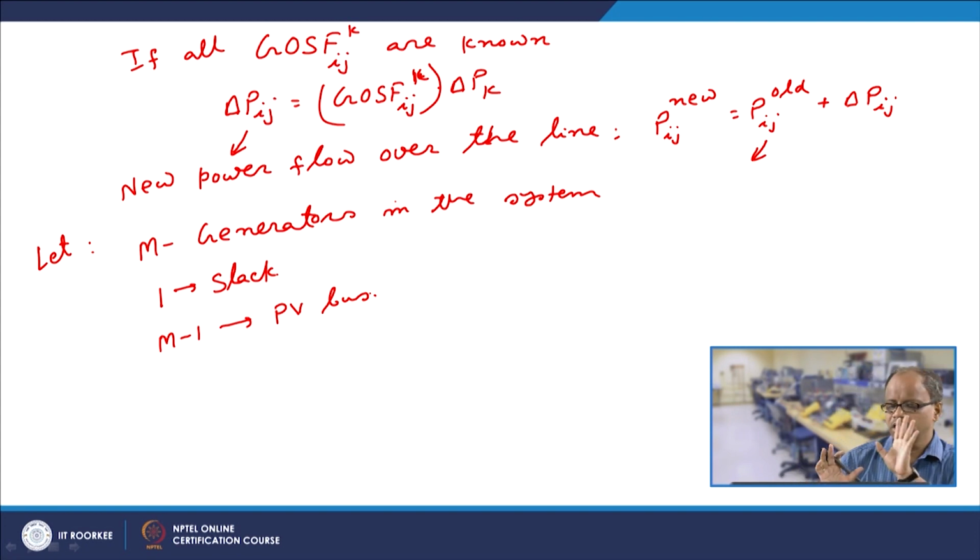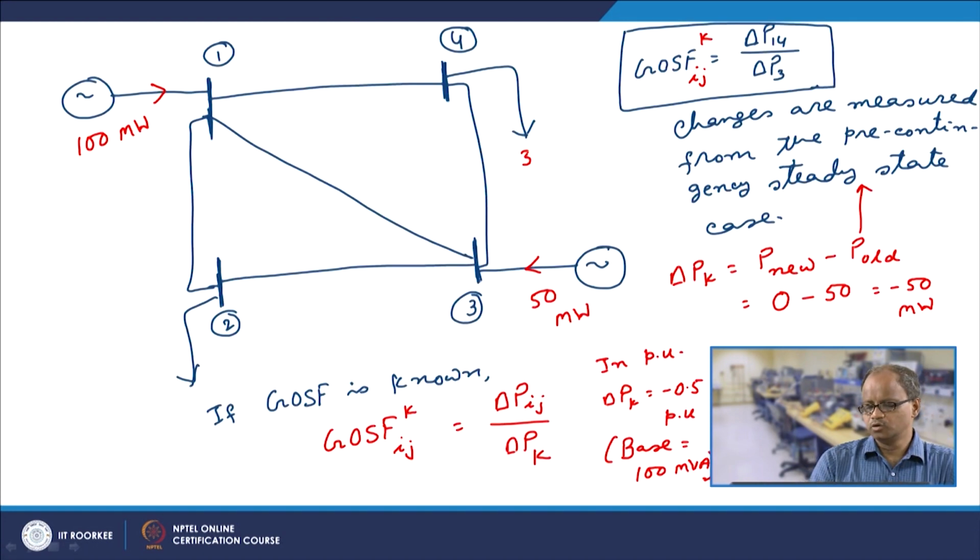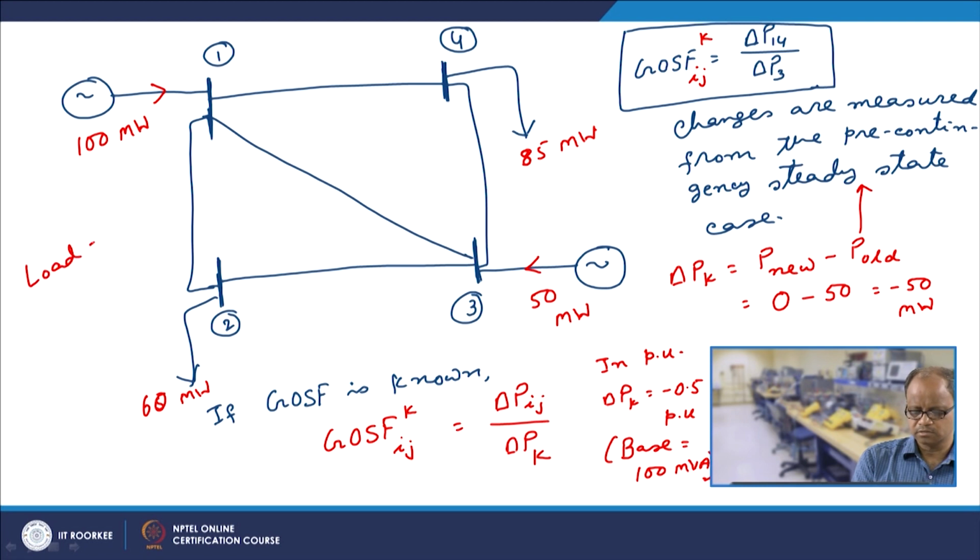For example, if in this system this load is 85 megawatt and this load is, let us say, 60 megawatt, then the total load is 145 and total generation is 150. So, 150 is equal to 5 plus 145. Here we are just assuming that this 5 is loss, just as an example.